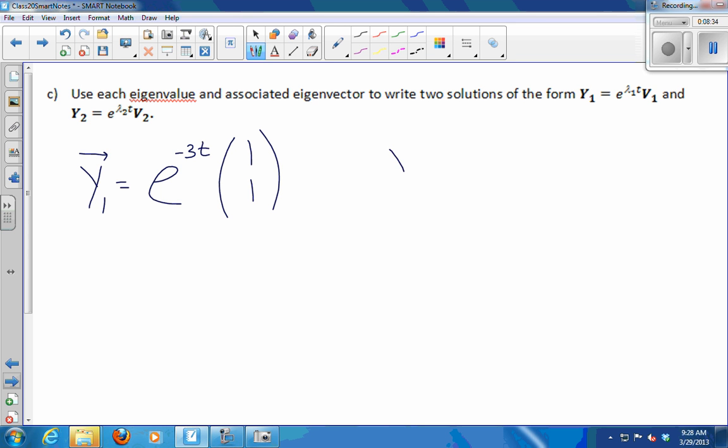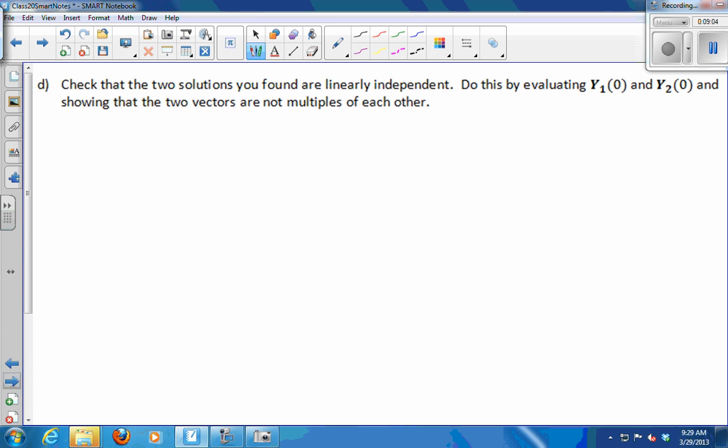And then my other solution will be y2 is equal to e to the 2t, because this time lambda is 2. And one of the eigenvectors we found associated with lambda equals 2 was (11, 6). Or (1, 6/11), whatever. So we've got two solutions. If they're linearly independent, I can take a linear combination of the two to get a general solution.